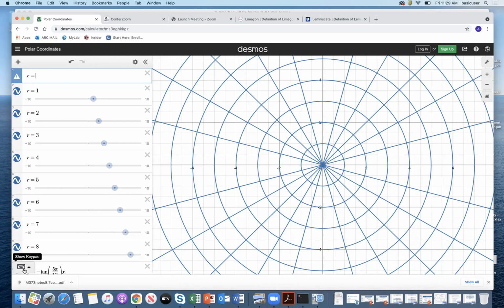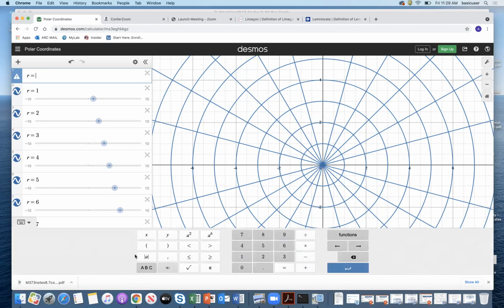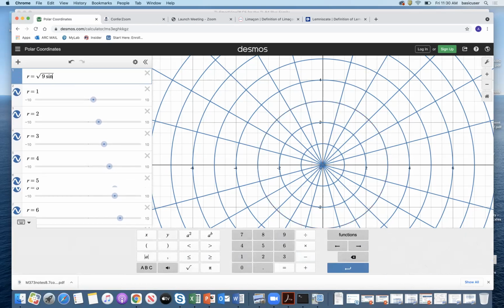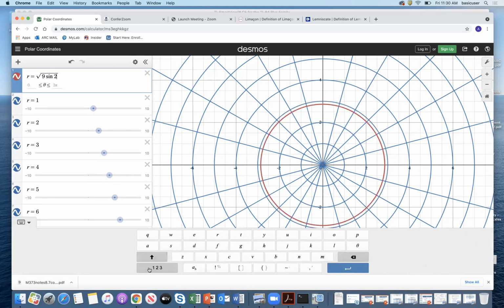So instead of r squared equals 9 sine 2 theta, I'm going to put in r equals the square root of 9 sine 2 theta. Okay, and that's what it looks like. Now I have to be a little bit careful because it could be a negative 9 sine 2 theta. If I put a negative in there, it turns out that's the same thing. Those are identical; it is technically plus or minus the square root, but I checked them both and they're the same. So that's good. Okay, let's jump back to the handout.